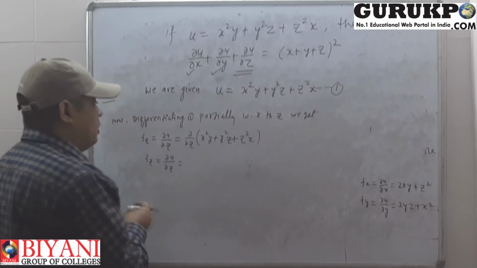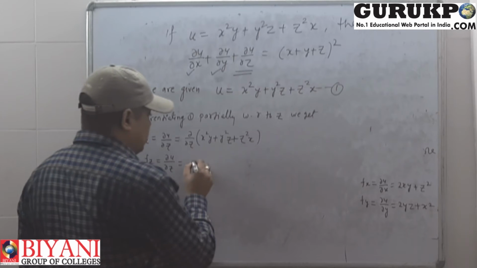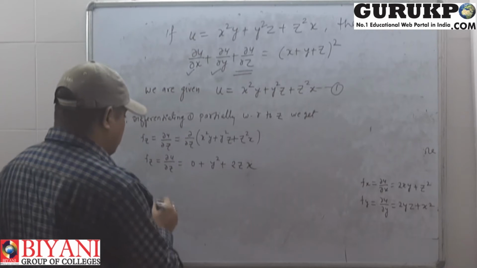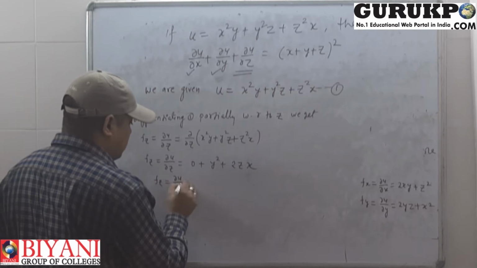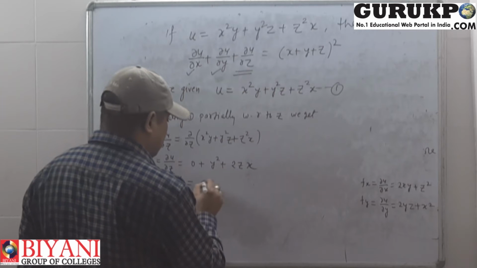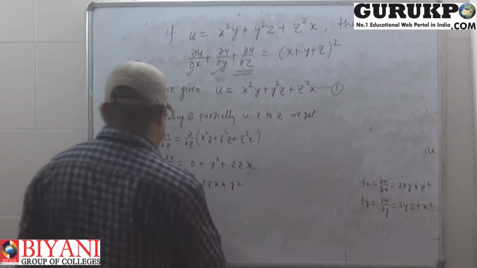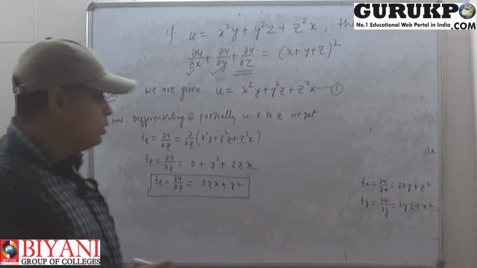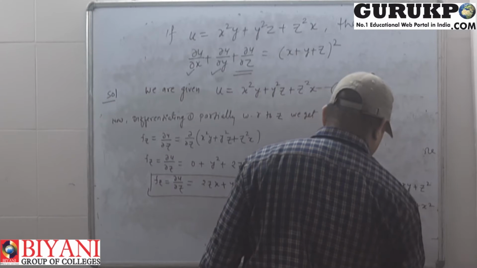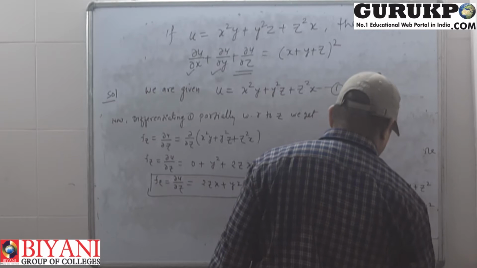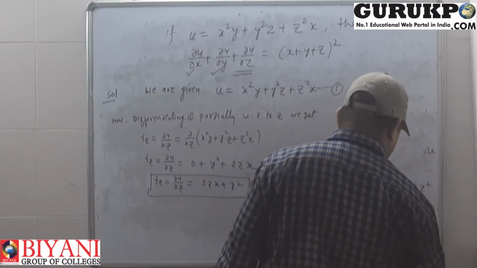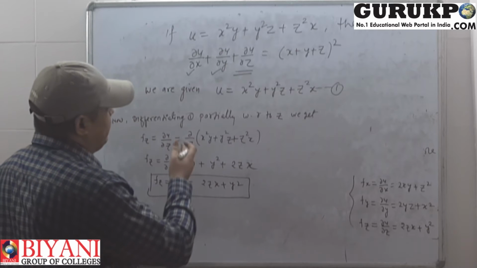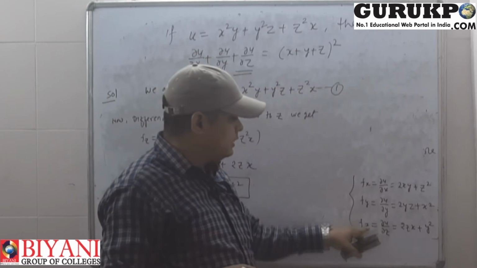So the derivative of this function with respect to z will become 0 plus y square plus 2zx. So we have f of z del u by del z, which is 2zx plus y square. This is f of z, the derivative of function u with respect to z. Hence we have f of z del u by del z equals 2zx plus y square. So we have obtained del u by del x, del u by del y and del u by del z one by one, and these are written like this.